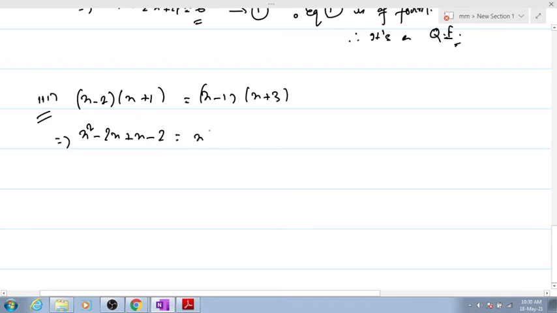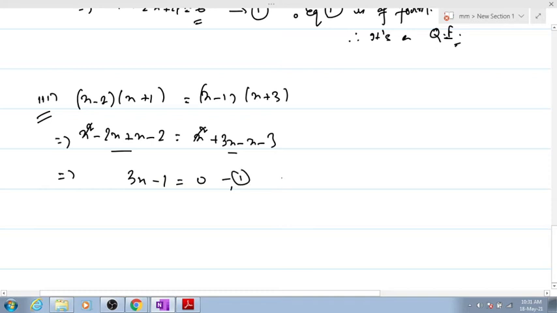minus 2 is equal to x square plus 3x minus... x square goes off. We are left with how much? This is minus x. Take this to RHS. You get 3x minus 1 is equal to 0.